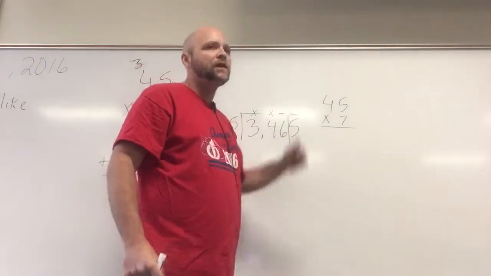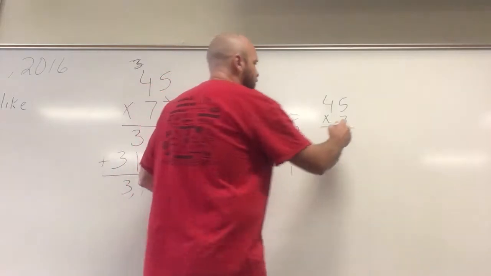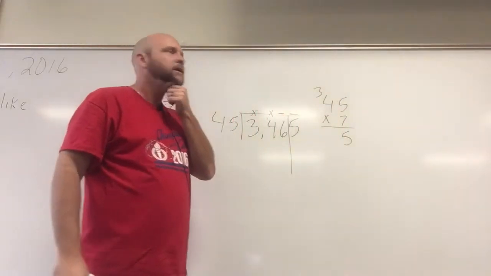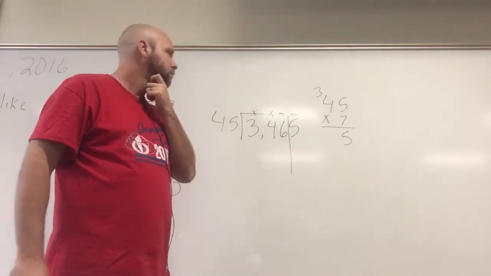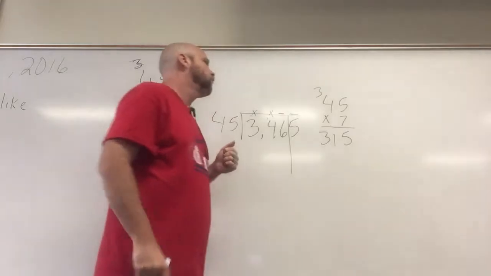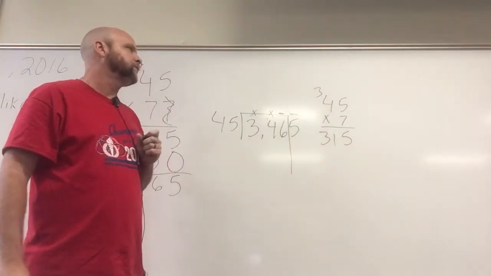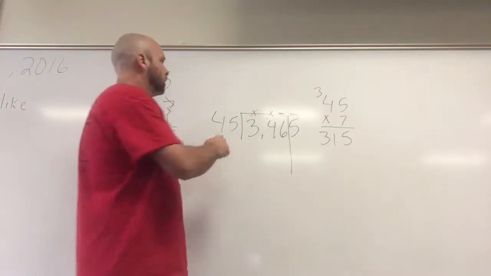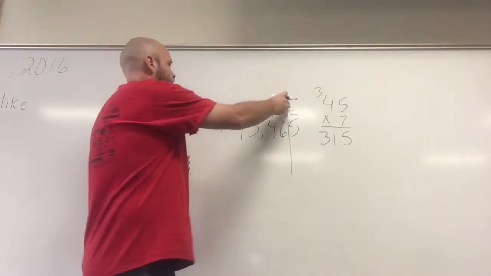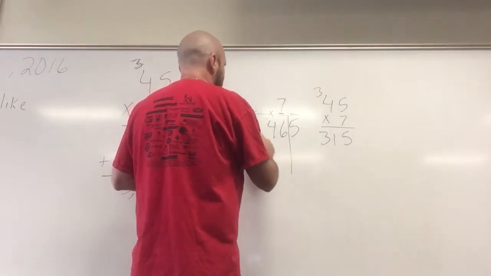Olivia, what is 7 times 5? 35. Olivia, what is 7 times 4? 28. Plus 3? 31. So now I know 45 times 7 is 315. Okay? So I put my 7 in the tens place. 7 times 45 is 315.